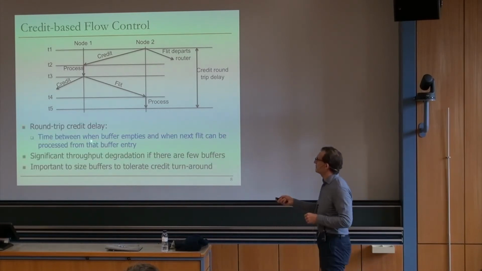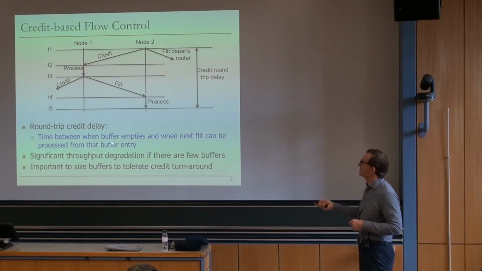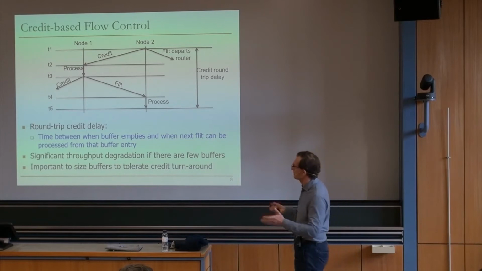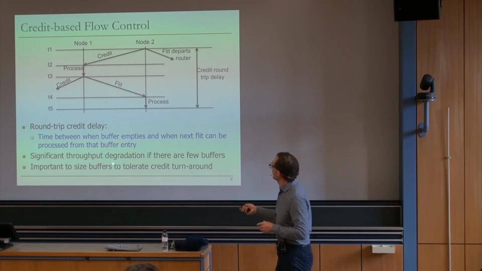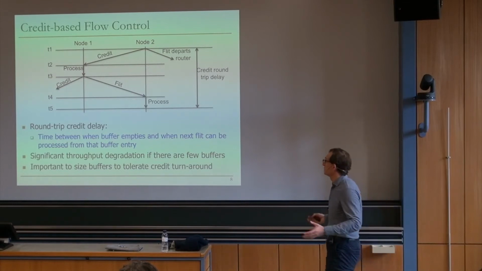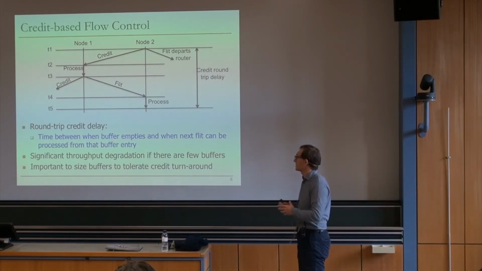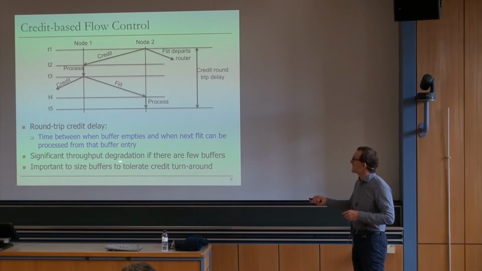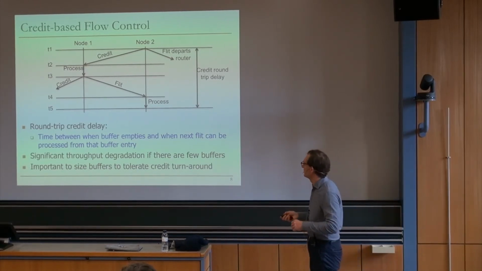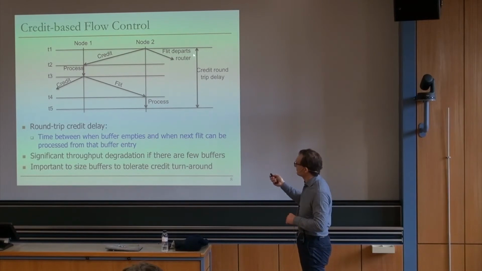Basically the time between when the buffer empties and when the next flit can be processed from that buffer entry, that's credit round trip delay or round trip credit delay. This leads to significant throughput degradation if there are few buffers available. That's why high performance networks over-provision their buffers. And of course, it's important to size the buffers to tolerate this credit turnaround. This is also called turnaround delay.